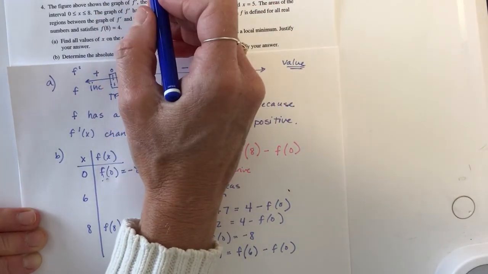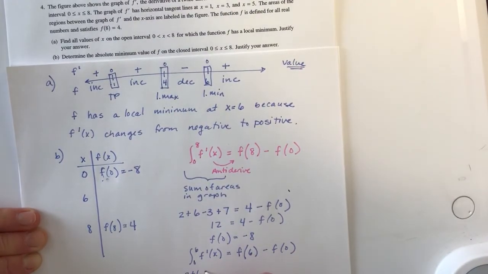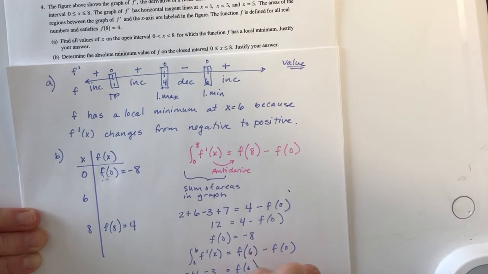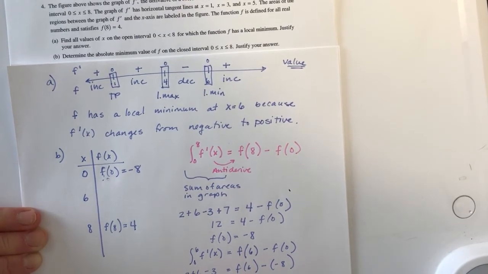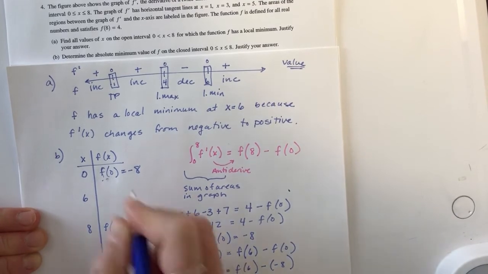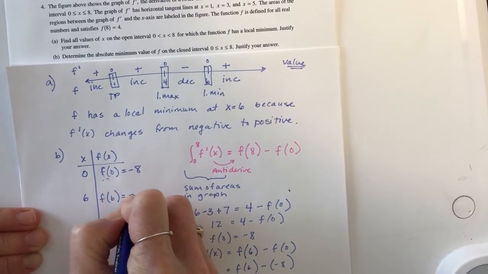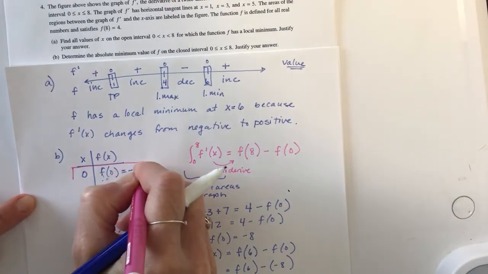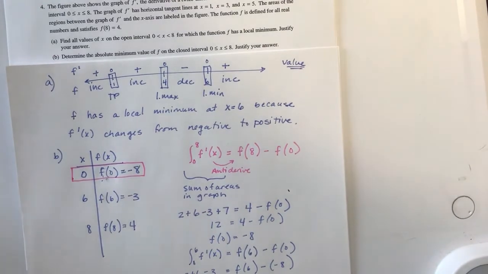So it'll be 2 plus 6 minus 3 is equal to f of 6, which is what we're looking for, and minus a negative 8. Okay, so we get 8 minus 3 is 5, and this is plus 8, so then I'm subtracting it. So I get f of 6 is equal to negative 3. So our absolute minimum here is at 0, because it's smaller, obviously, than the other two numbers.